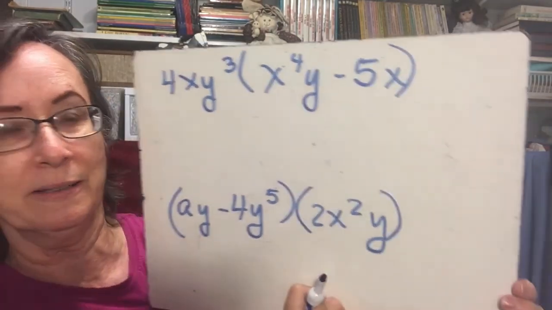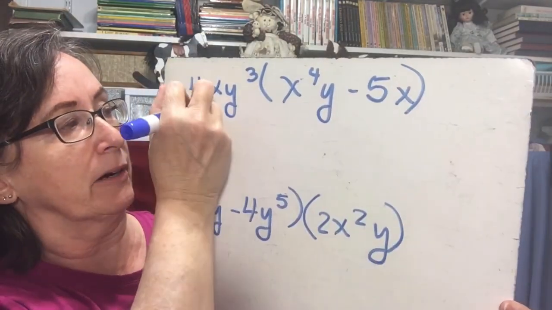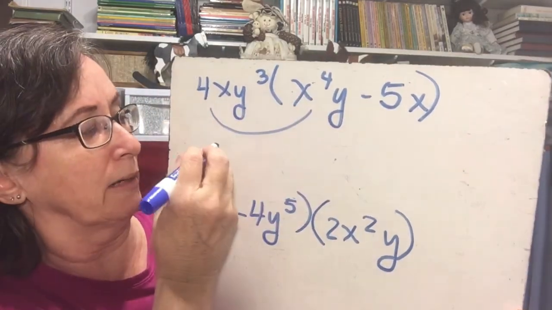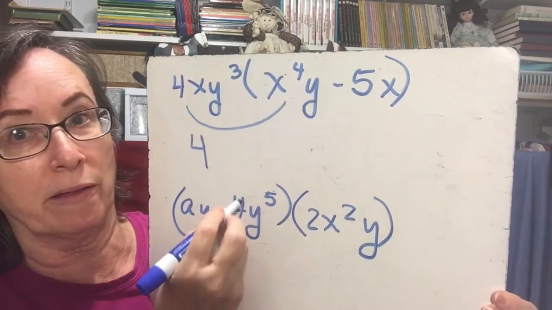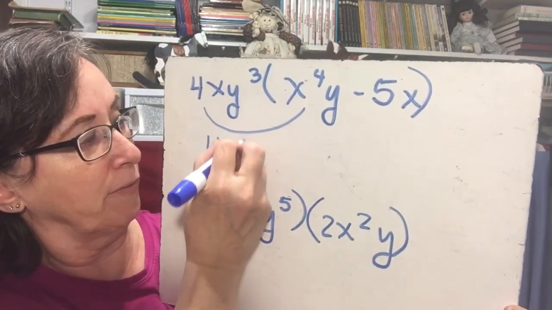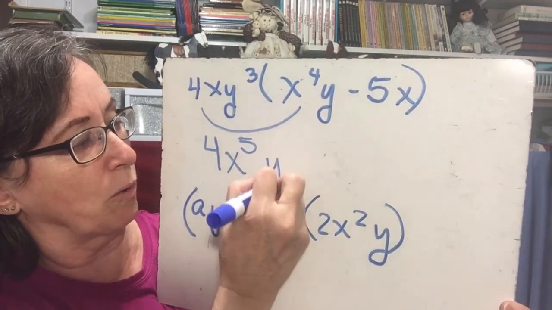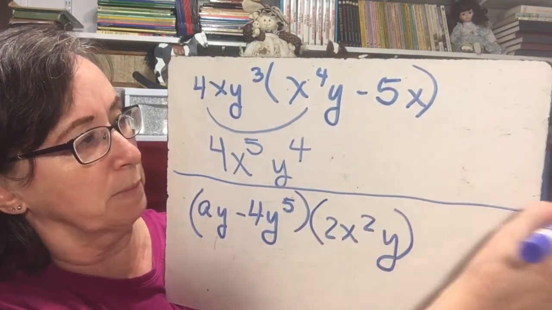And let's look at the second example here. So now we're going to have this one distributed here and here. And we're going to have 4 times 1, which is 4. And x times x to the 4th, which is x to the 5th. And y cubed times y, which is y to the 4th. We'll draw a line here between our problems.